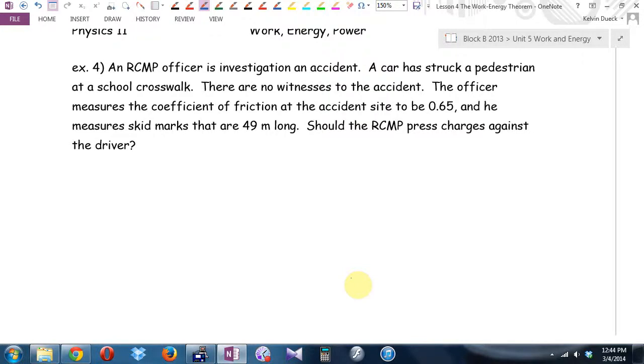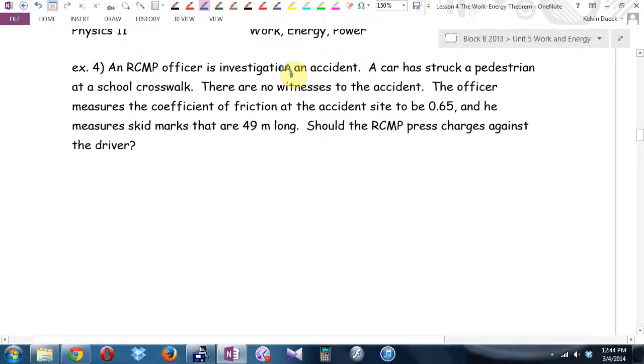An RCMP officer is investigating an accident. A car has struck a pedestrian at a school crosswalk. No witnesses. The officer measures the coefficient of friction at the accident site to be 0.65. They have a neat little device that measures it. It's a little springy, it's a little scale, it swings down, so they can get that. You can measure that from the pavement there.